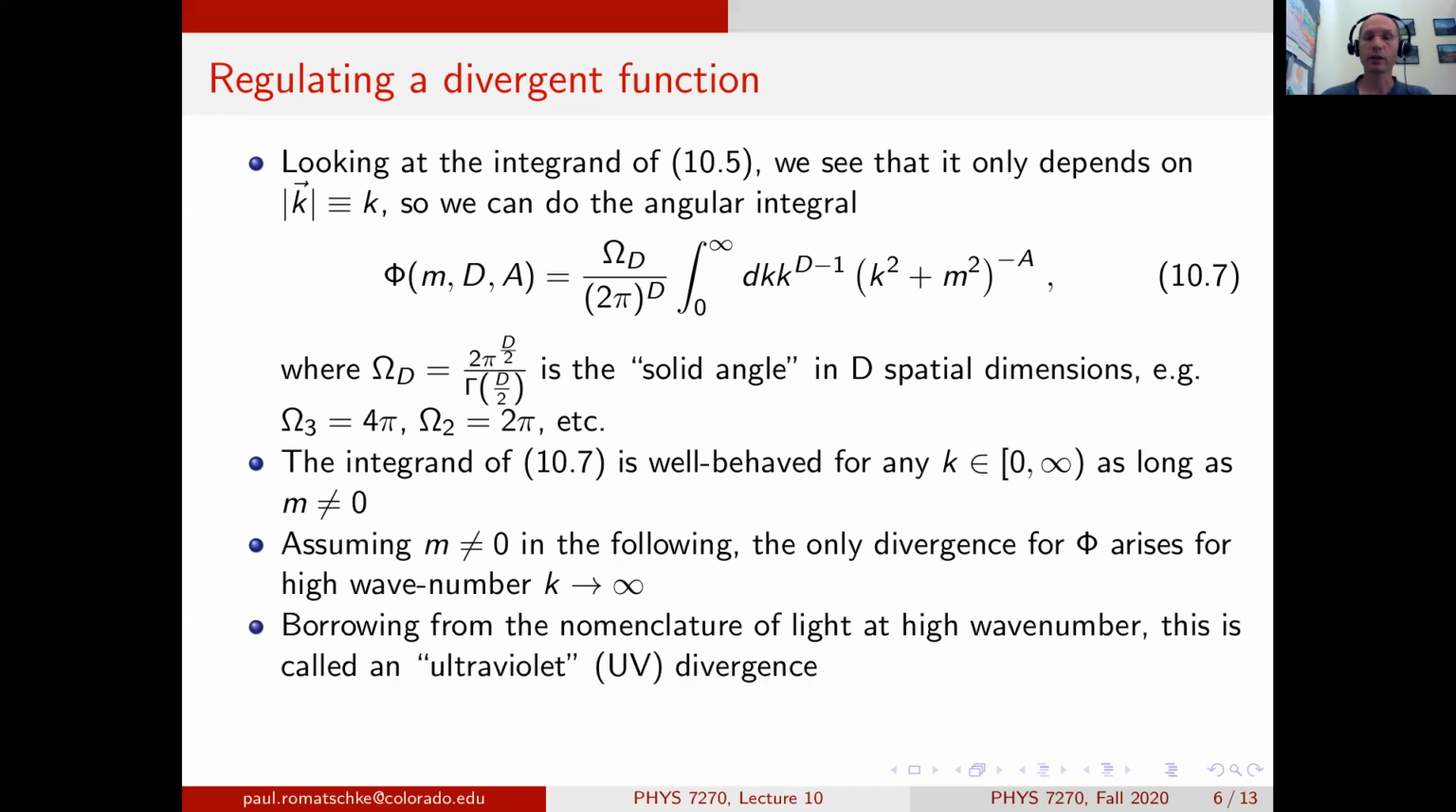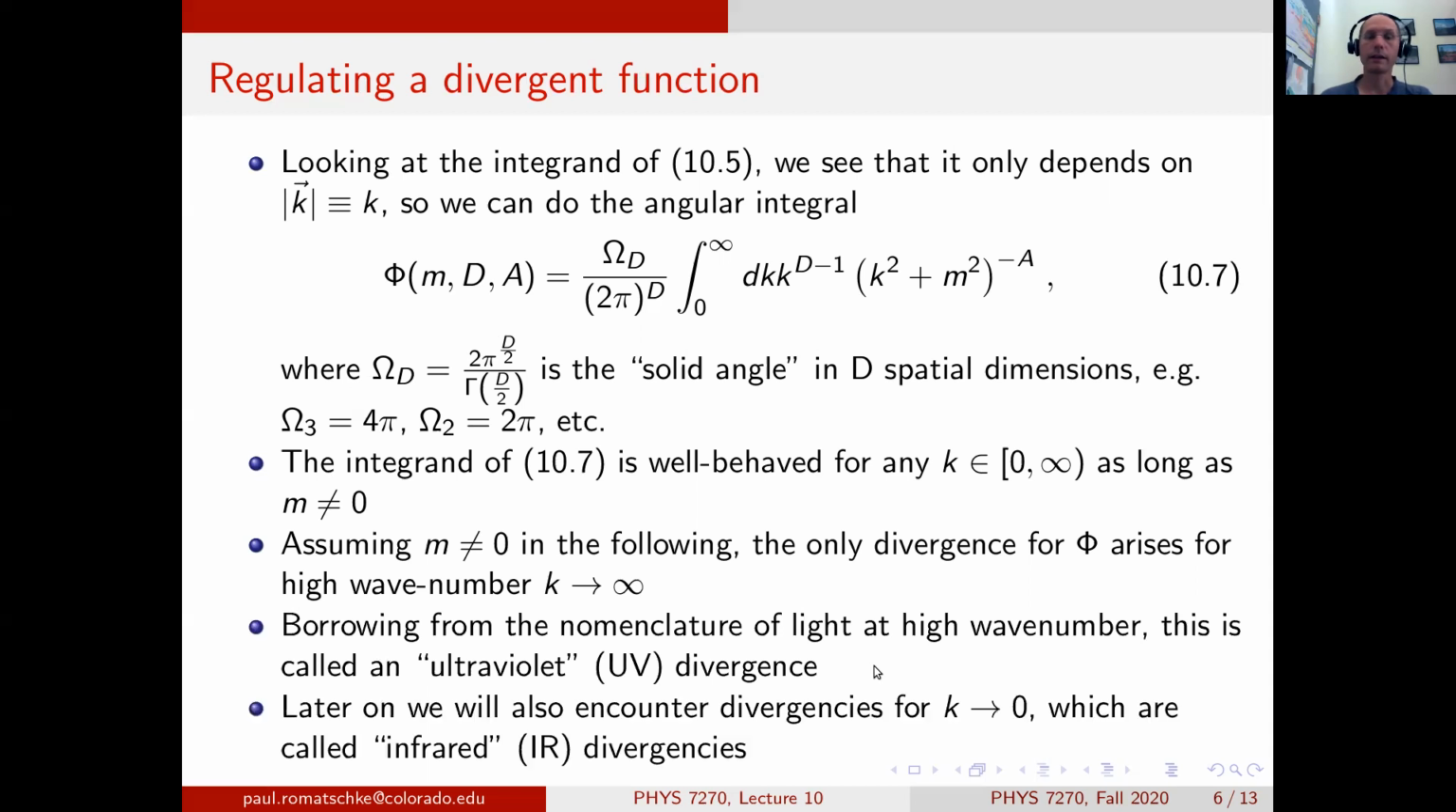Borrowing from the nomenclature of light, since we call the light above the visible spectrum ultraviolet, we will call this high wave number divergence that appears in the integral an ultraviolet divergence or UV divergence. And later on, we will also encounter divergences that appear in the zero wave number limit, which by analogy, we will call infrared or IR divergences.